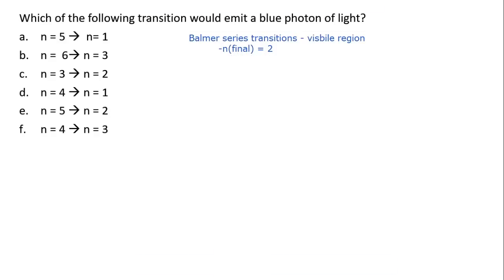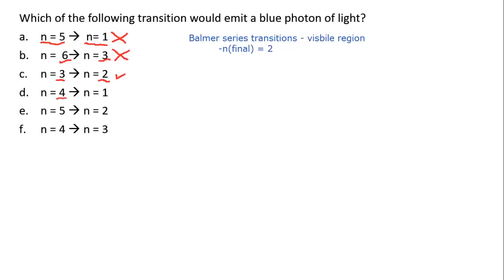And as you can see, the first one, we have N equal 5 to N equal 1. So that is not a Balmer series transition. That's actually a Lyman series transition. N equals 6 to N equal 3, that is not a Balmer series transition because it doesn't end in N equal 2. So that's a Paschen transition. In C, we have N equal 3 to N equal 2. That is a Balmer series transition. So that's one we have to look at.